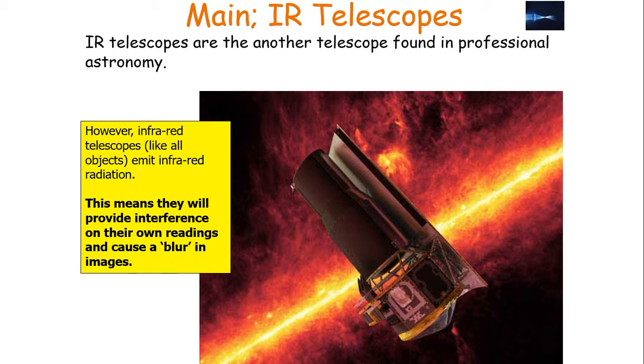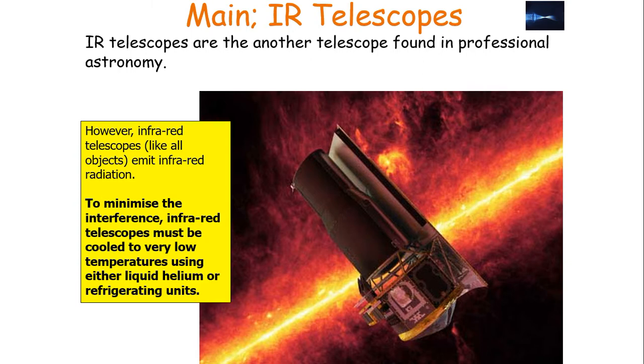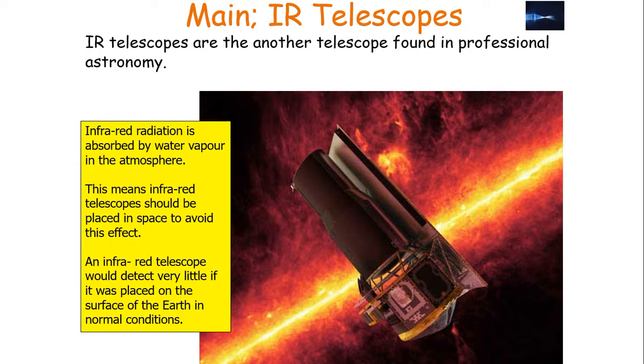However, the issue with infrared telescopes is that they, like all objects, emit infrared radiation. This means they will provide interference on their own readings and cause a blur in the image. So to minimize the interference of the infrared radiation coming from the telescope itself, the infrared telescope must be cooled to very low temperatures using either liquid helium or a refrigerating unit.